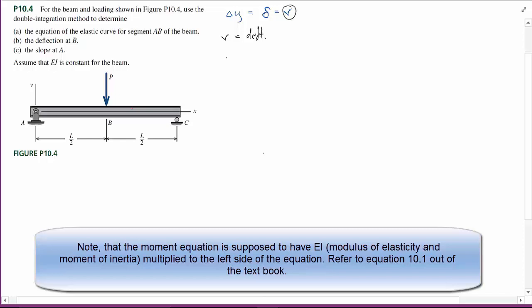And if we take the derivative of deflection, our nu, with respect to x, we get our slope. And if we take the derivative of slope, which is the double derivative of deflection, we get our moment, all with respect to x.